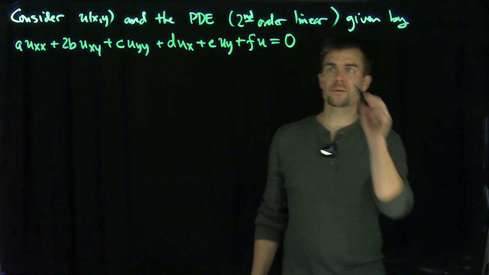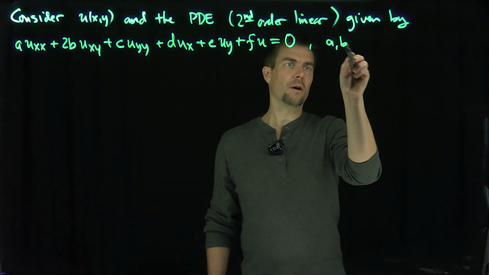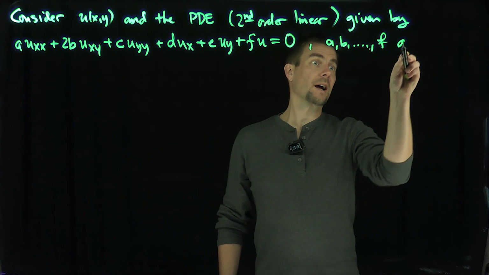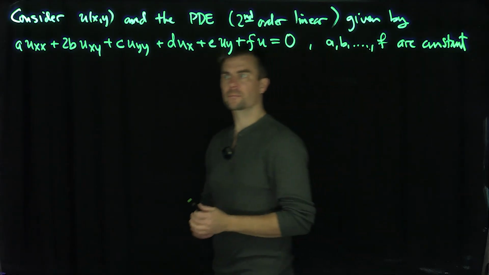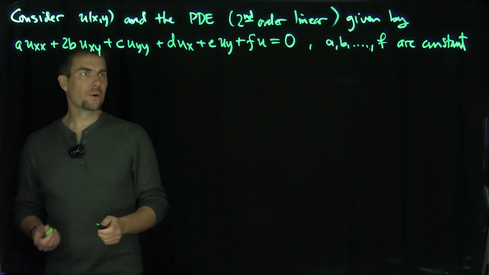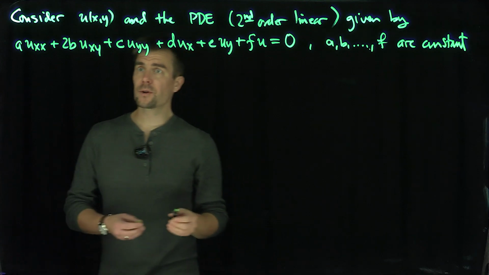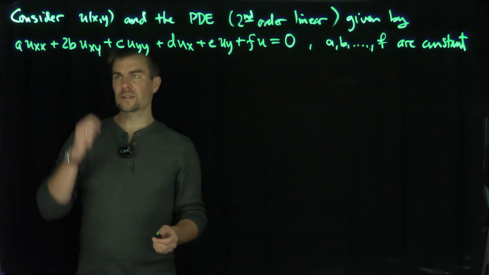It's a constant coefficient, right? So here a, b, all the way down through f are constants. So it's a constant coefficient equation that's linear, okay? Good. And so what I want to do is the linear terms don't affect the class, right? So what I'm going to do is the following. I want to write this in the following way.